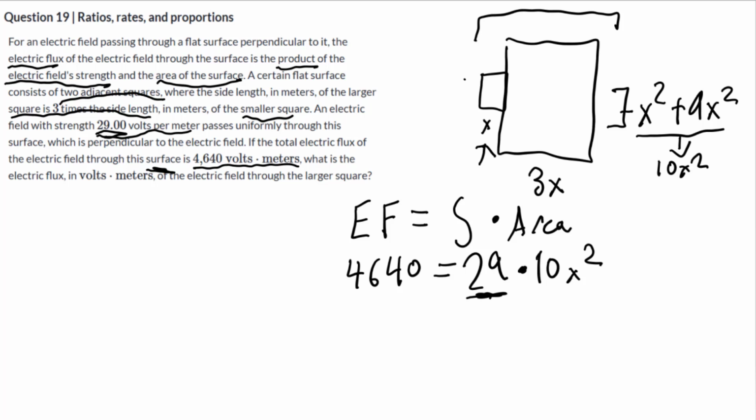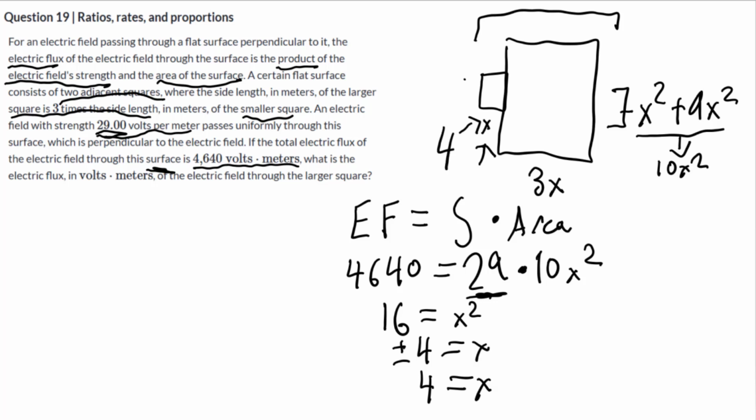4,640 divided by 290 is actually just 16. So this makes the problem a lot easier. If we take the square root of both sides, we get plus or minus 4 is equal to x, but we can only have a positive length, so 4 is equal to x. Thus, we can say that the side length of the smaller square is equal to 4.